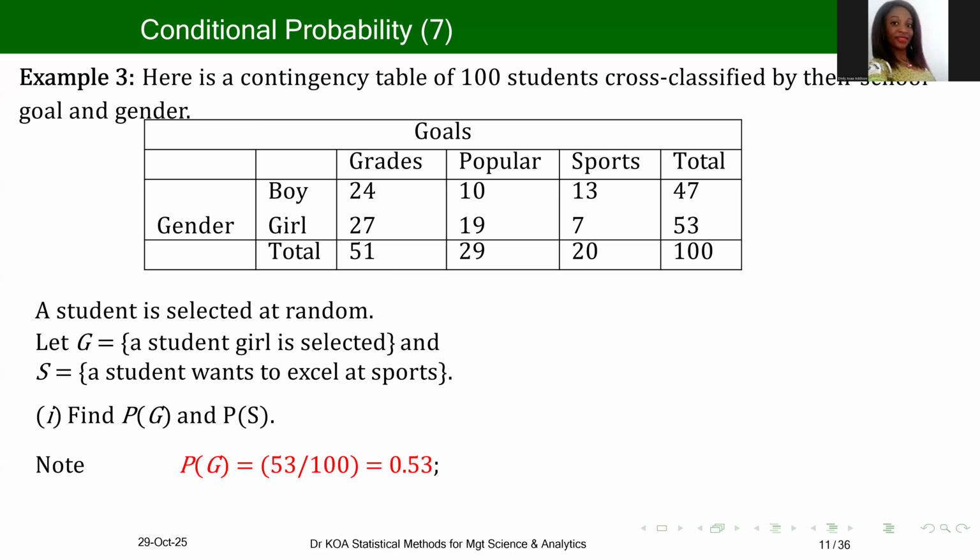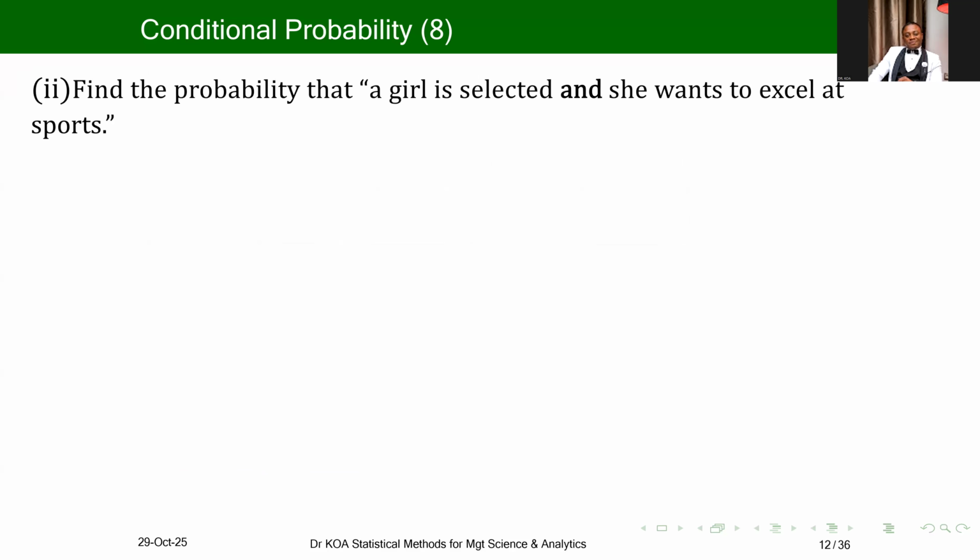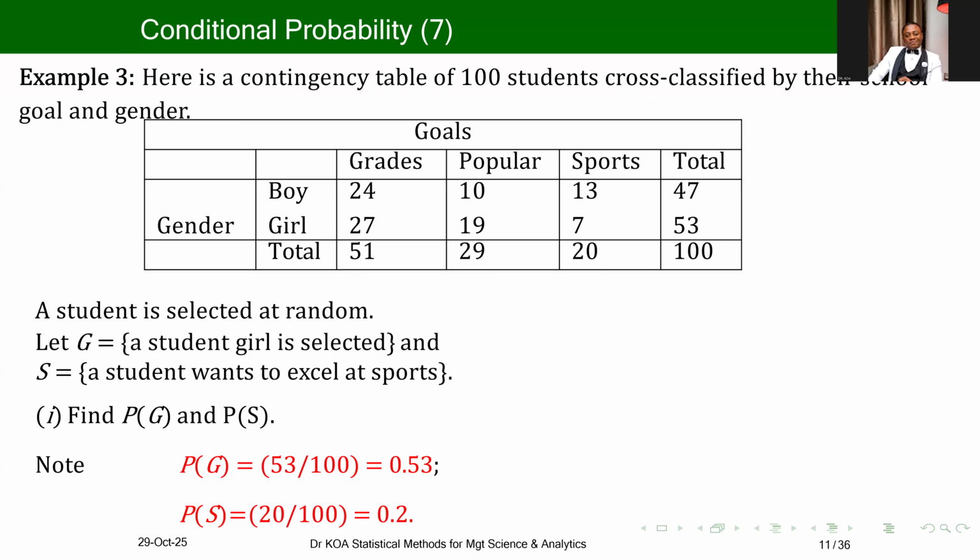All right. Now, what is the probability that a girl is selected and she wants to excel at sports? How will you write that? It is P of G intersection S, or S intersection G. Very good. So I want each one of you to find P of G intersection S.